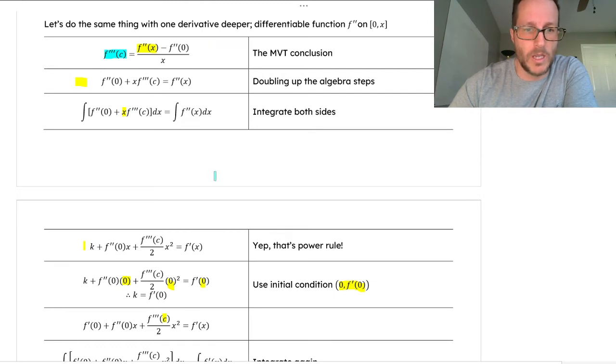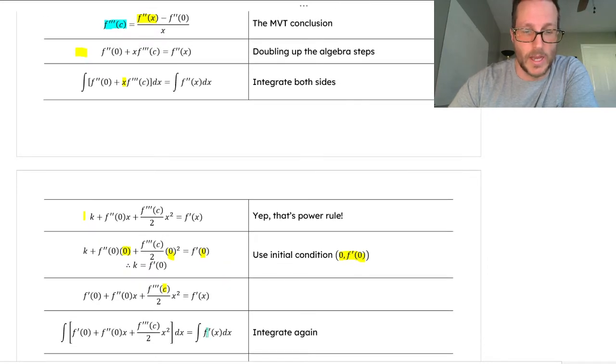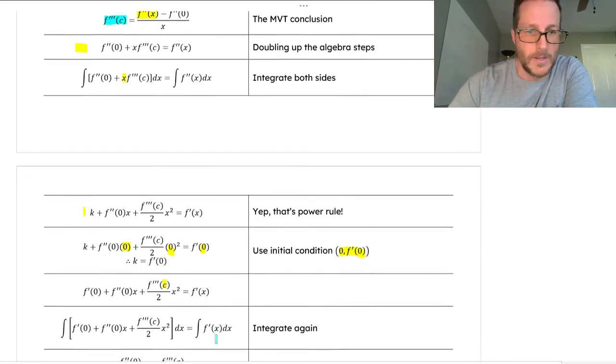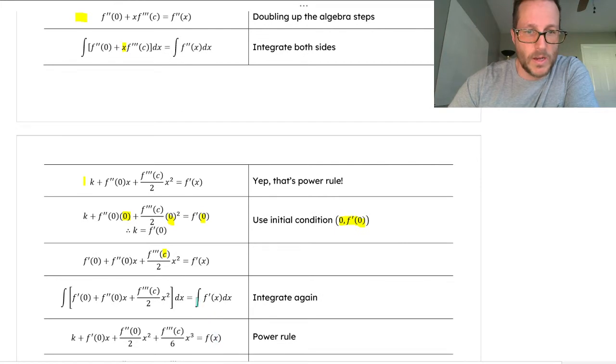All right, so we're going to keep going. Now we can integrate again to get back up to f. So we'll just integrate both sides again and repeat that process. We get the integral of f prime is f, and then over here, f prime of 0 is a constant, so it gets an x tacked on. This is a coefficient times x, so f double prime of 0 over 2 x squared, and so on, just using the power rule.